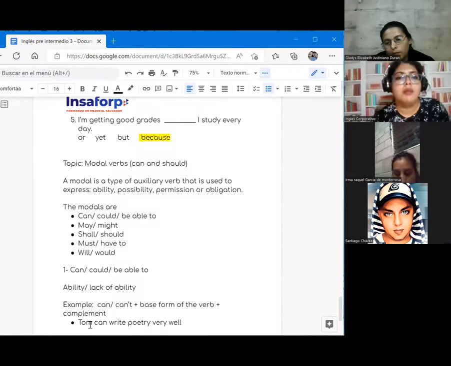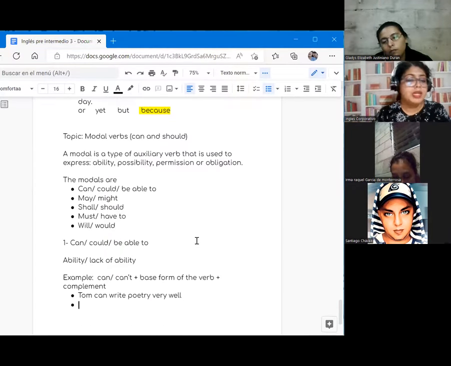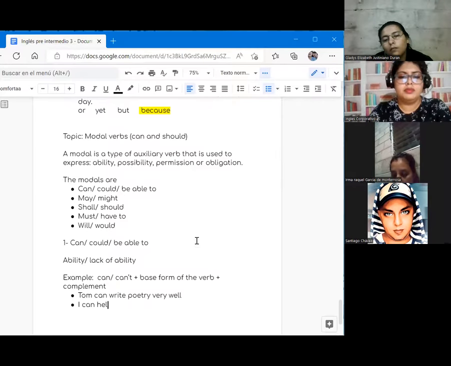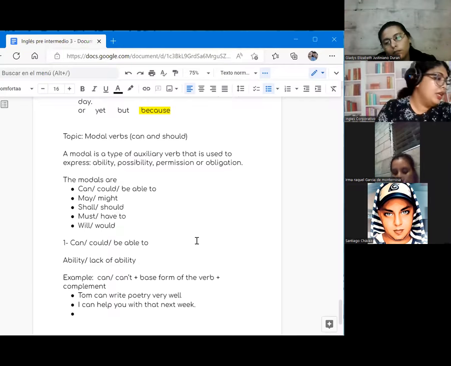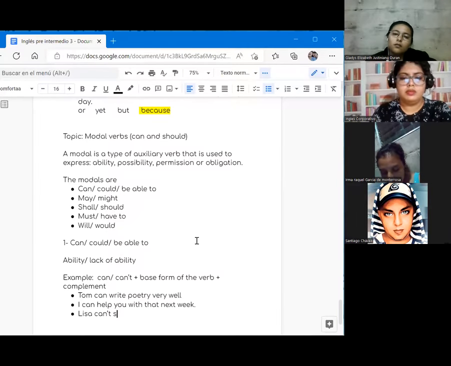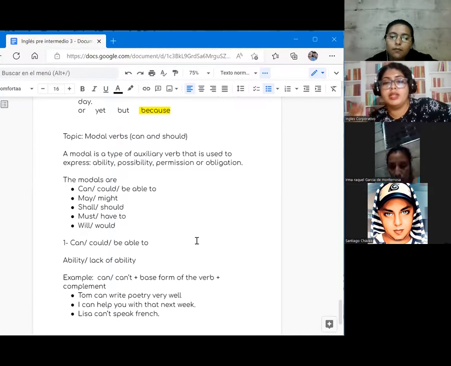Tom puede escribir poesía bastante bien. Esa es una habilidad. So in that case, we are talking about ability. Second one, I can help you with that next week. And the third one, Lisa can speak French. So, in that case, we have two abilities and one lack of ability. And the first one, Tom can write poetry very well, is ability.